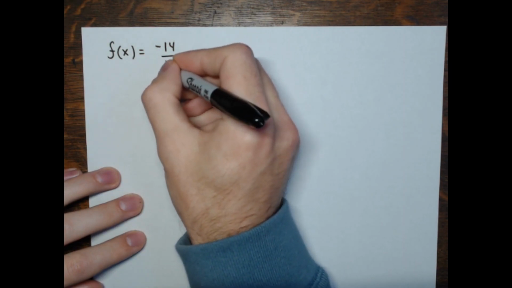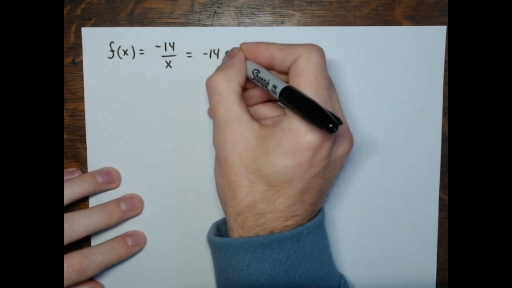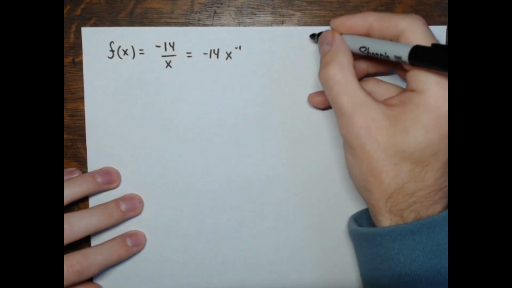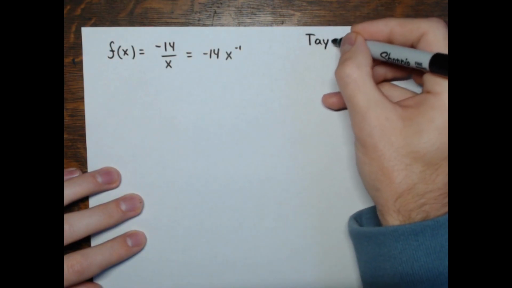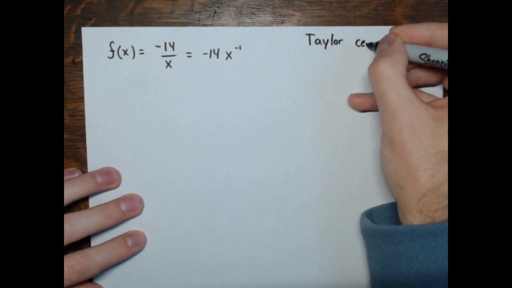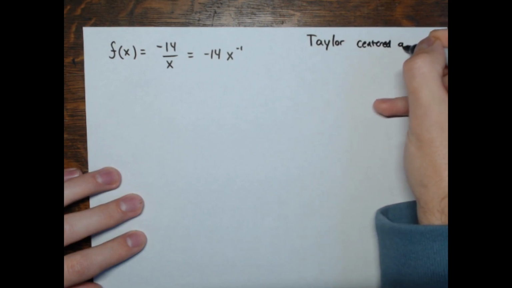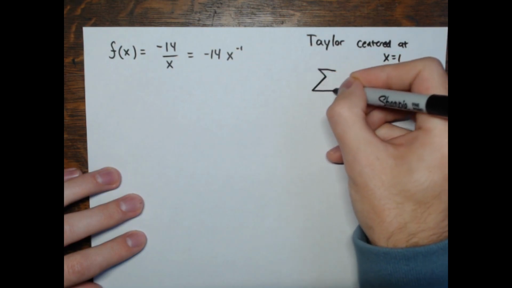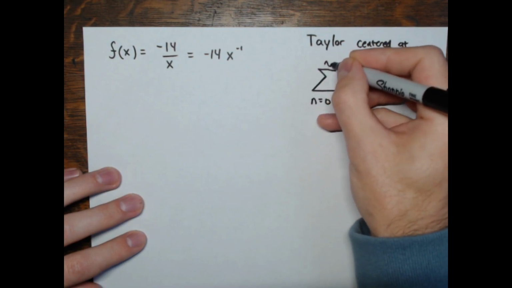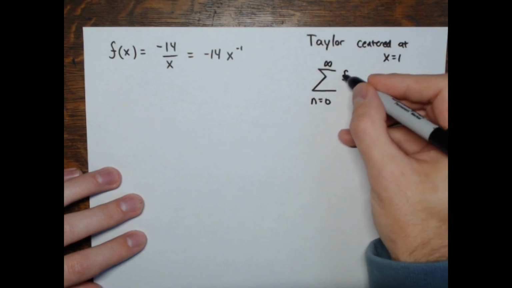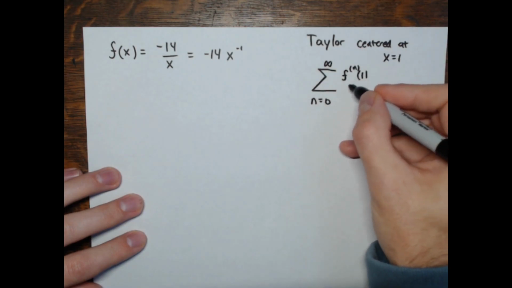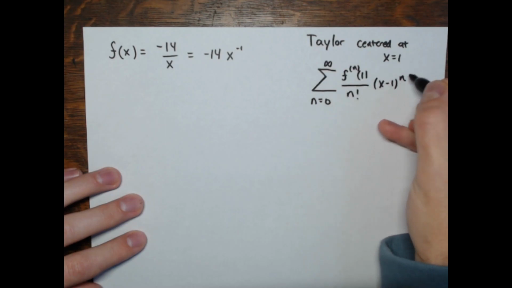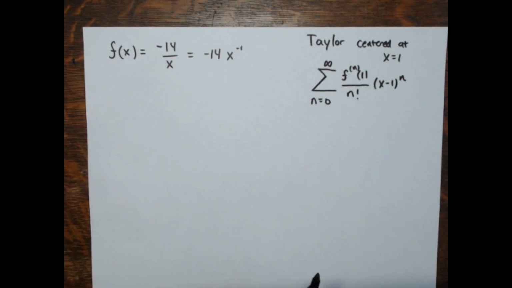So this is -14 over x, which I'm going to think of as -14 times x to the -1, just for derivative purposes. We're asked to make this Taylor series, centered at x equals 1. All right, so the sum from n equals 0 to infinity of the value of the nth derivative at 1, at the center, divided by n factorial, and then times powers of x minus 1. Same as any other Taylor series.